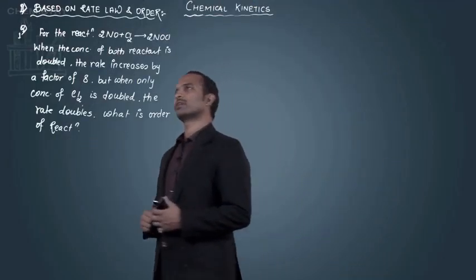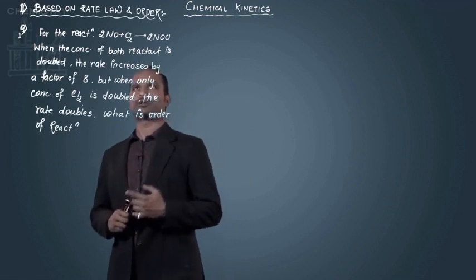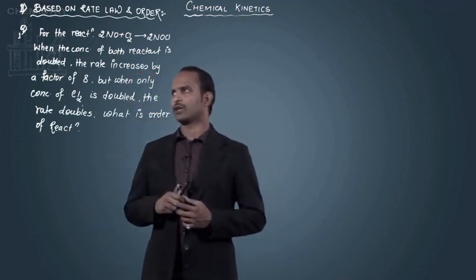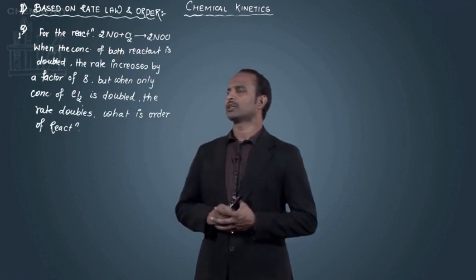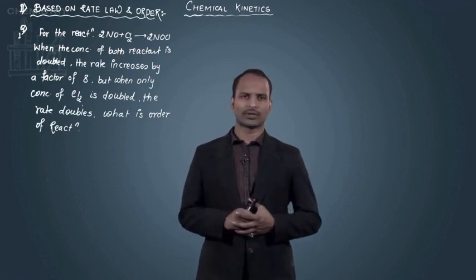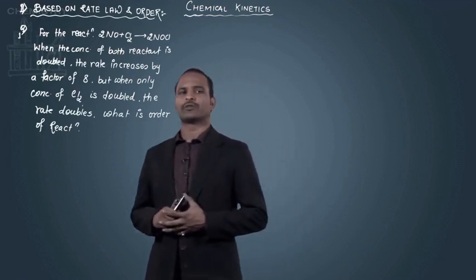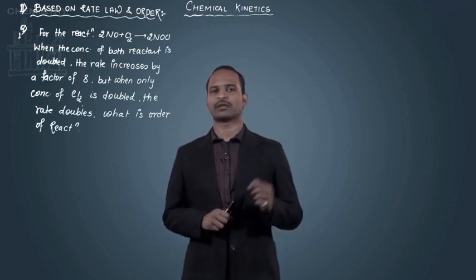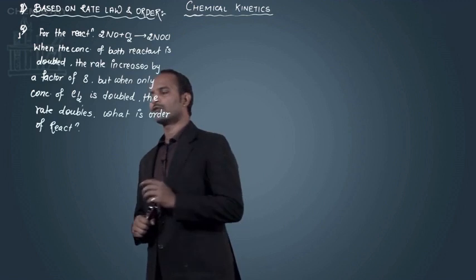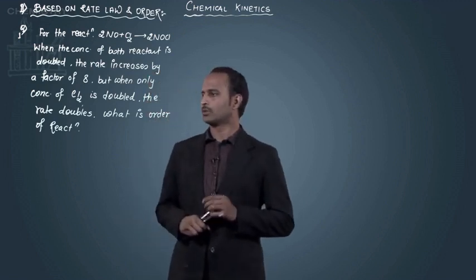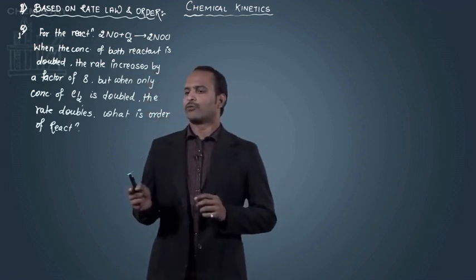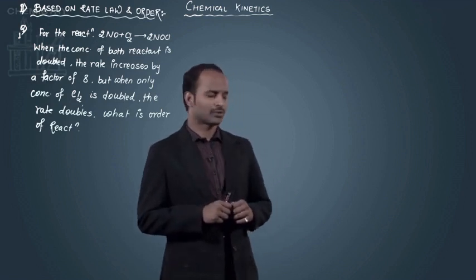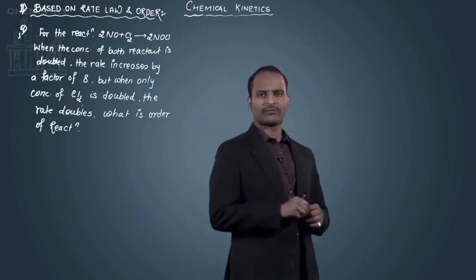Now the next we are having a numerical based on the rate law and the order of the reaction. So here we have the first question. For the reaction 2 moles of NO plus Cl2 gives 2 moles of NOCl. When the concentration of both the reactants is doubled, the rate increases by a factor of 8. But when only the concentration of chlorine is doubled, the rate doubles. What is the order of reaction? So finally here we have to calculate the order of reaction.